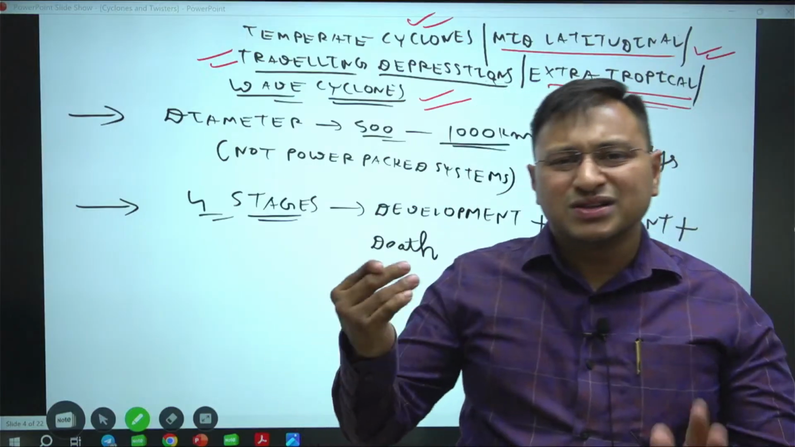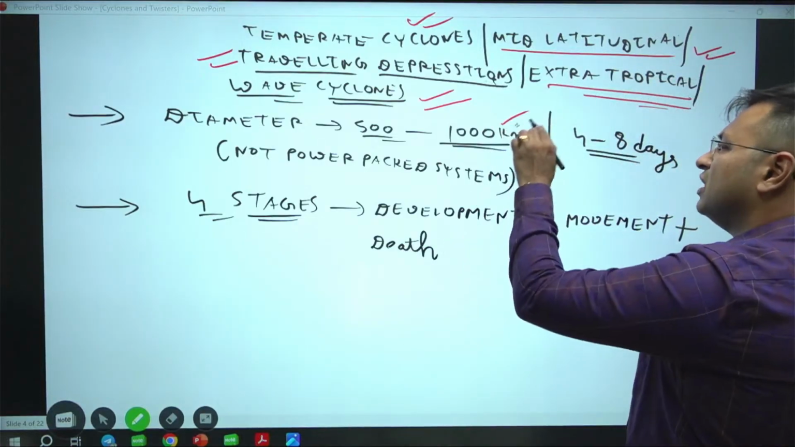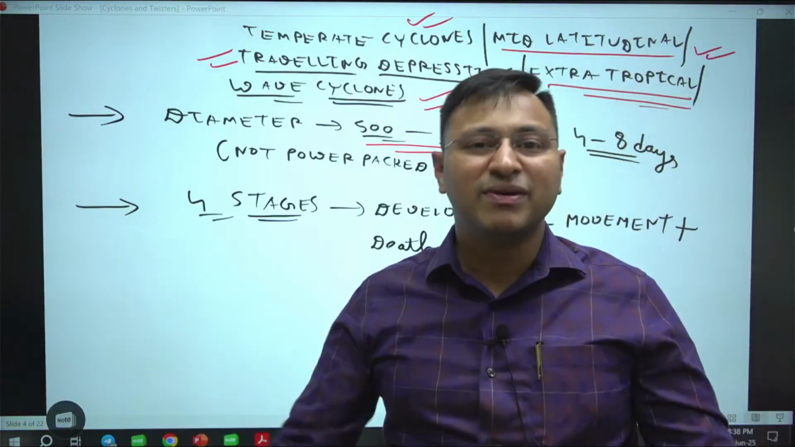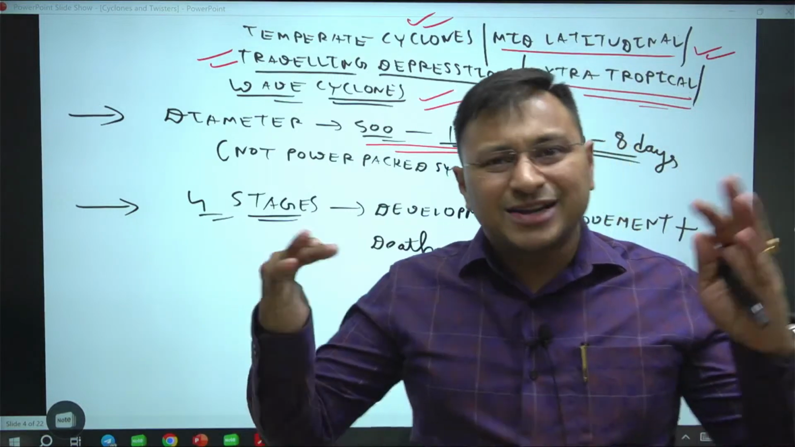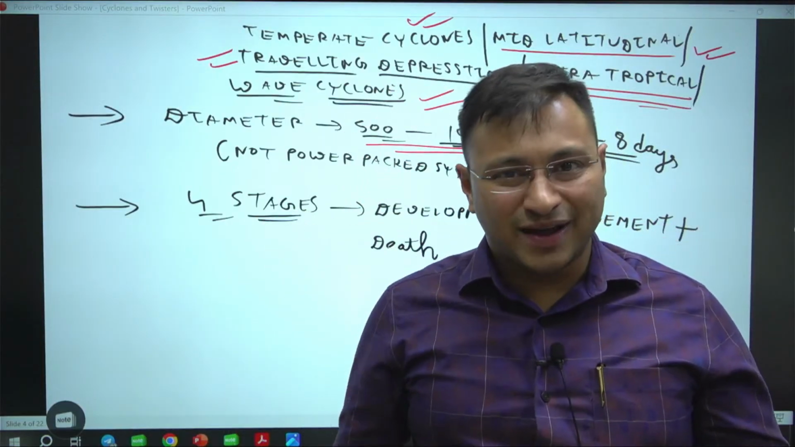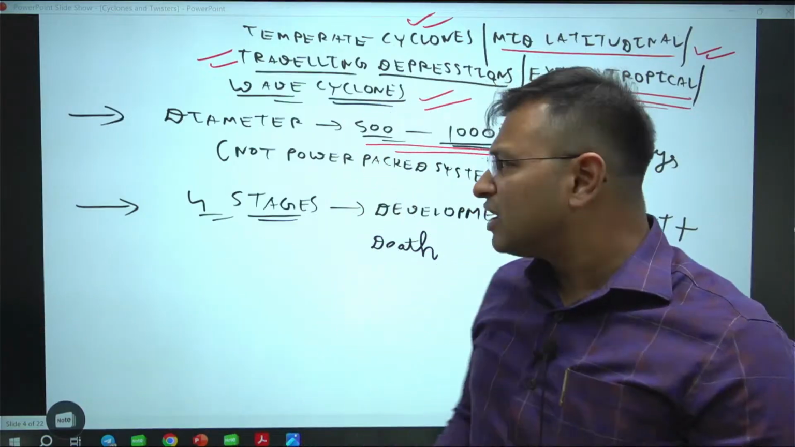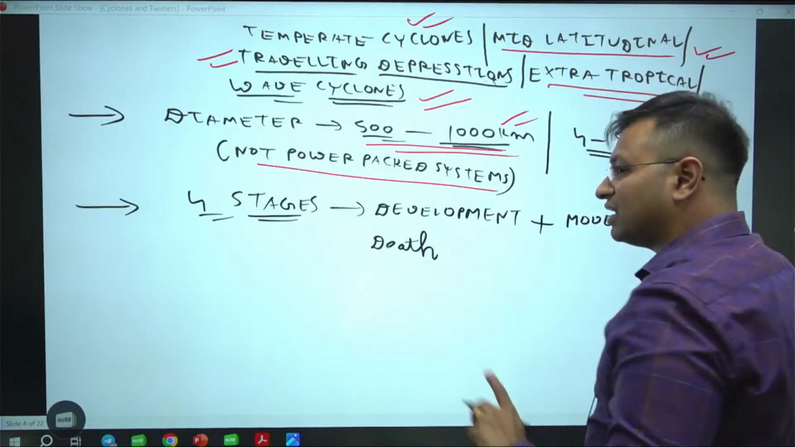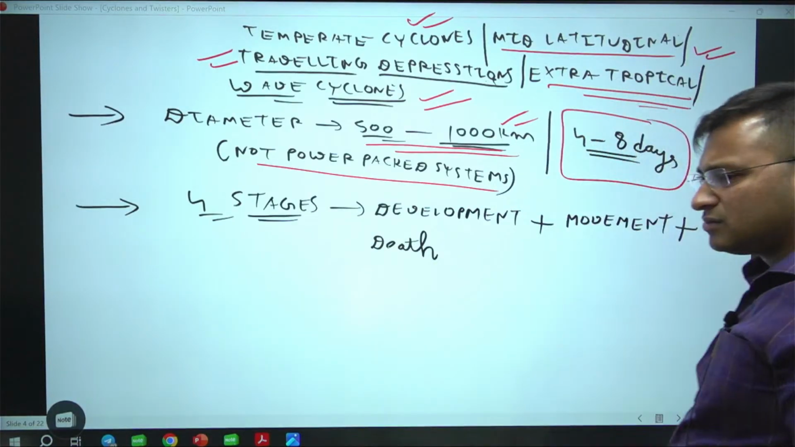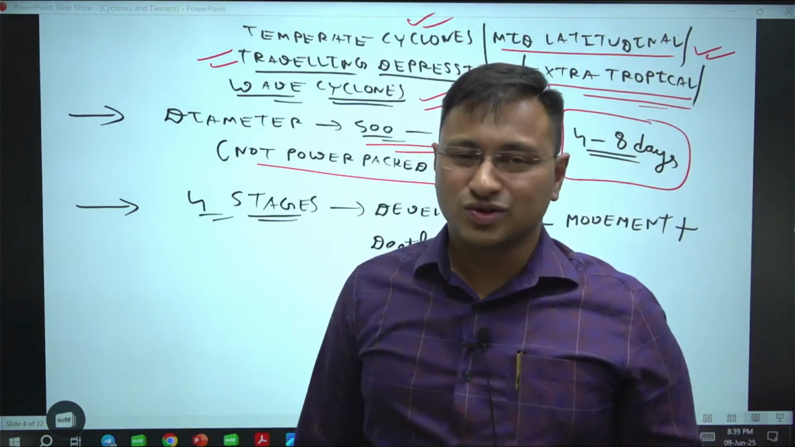Sir, what is the difference between the temperate and tropical cyclone? In a temperate cyclone, the diameter is close to 500 to 1000 kilometers. It's pretty big. So that is why temperate cyclones will not carry as much energy as the tropical cyclone. Why? Because the energy is well distributed across a great diameter. They are not power packed systems, unlike the tropical cyclones, and they typically go on for roughly 4 to 8 days. Some might go on for 1 to 2 weeks also.